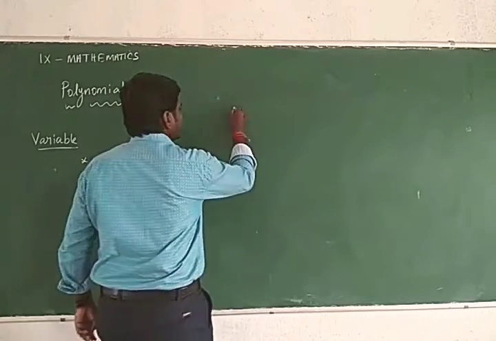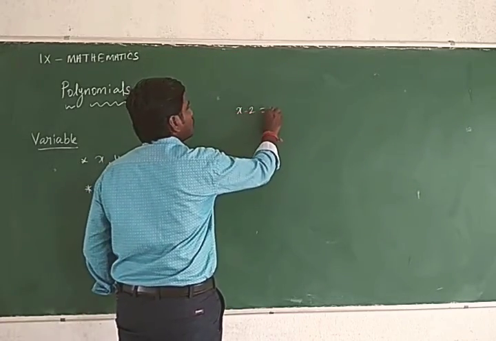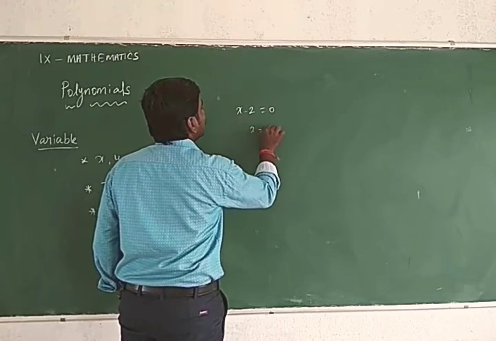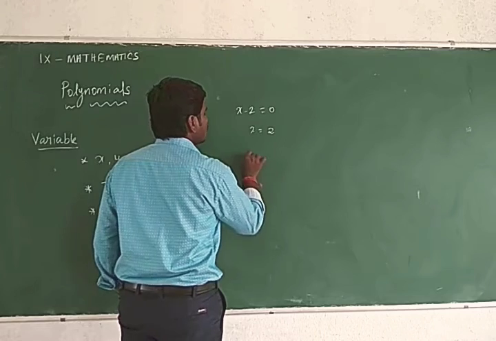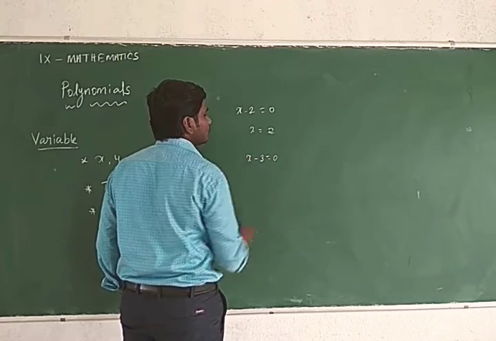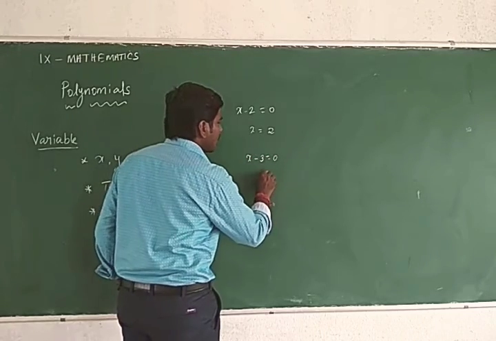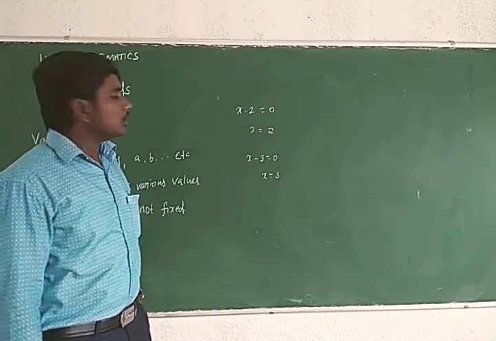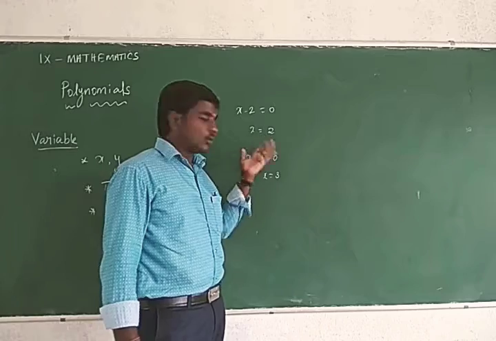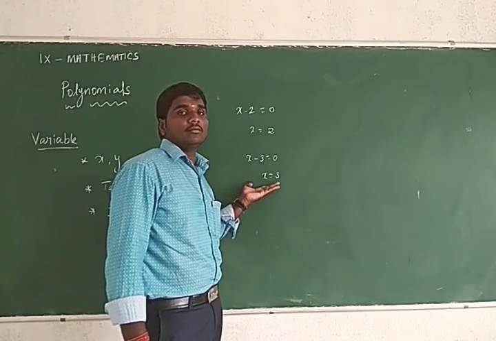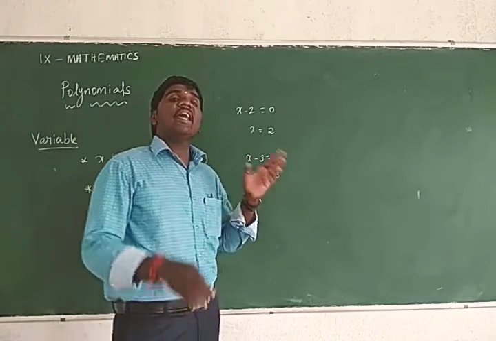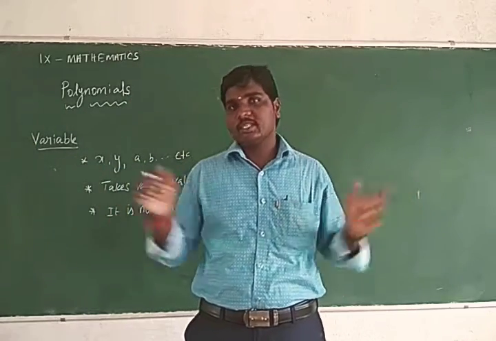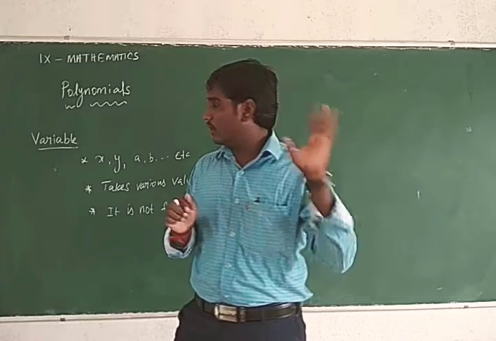For example, x minus 2 equal to 0. This is one equation. What about the x value? Here it is 2. Next one, x minus 3 is equal to 0. Now what about the x value? It is equal to 3. Here the x value is 2, here the x value is 3. So variables take various values. It is not fixed.